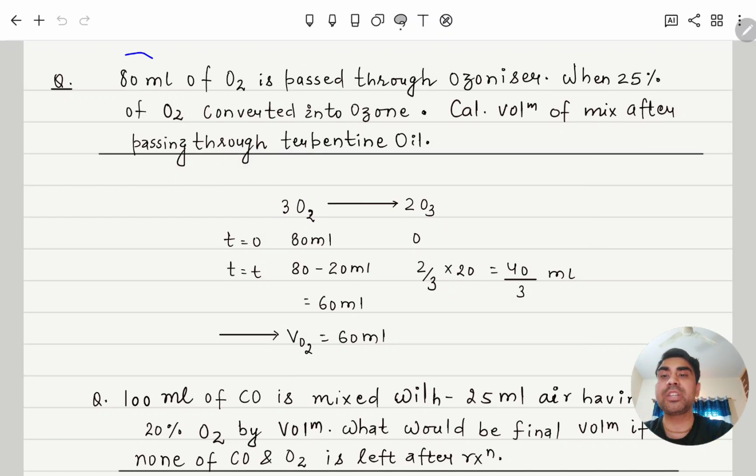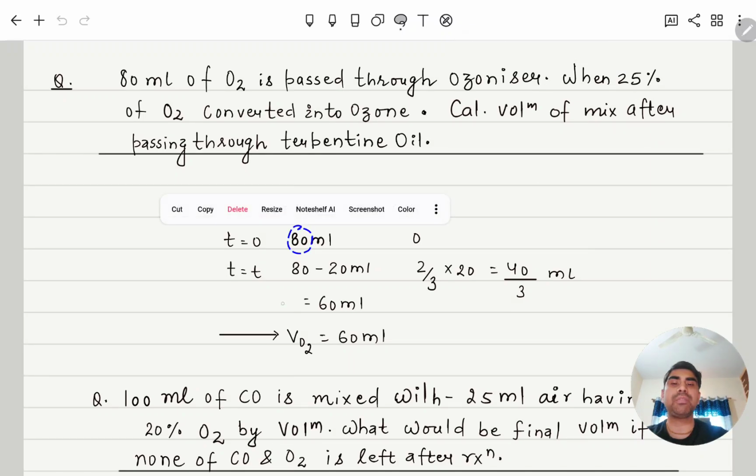In the question, what is given? 80 ml of O2 is there, and O3 is 0. From this, how much is converting? 25%. 25% of 80 is 20 ml. So the remaining 60 ml of O2 is there. And from this 20 ml, O3 will be formed; we will do volume analysis. So it will be 2 by 3 into 20, so overall 40 by 3 ml.